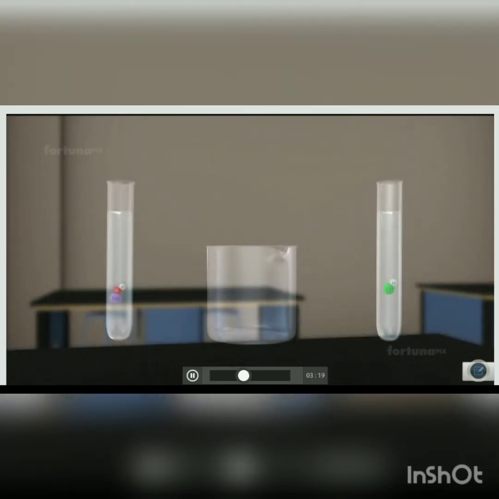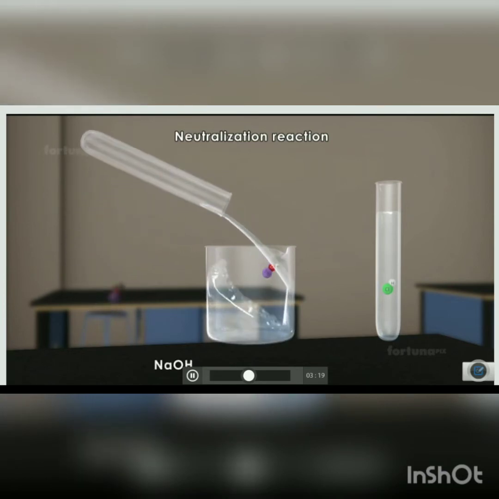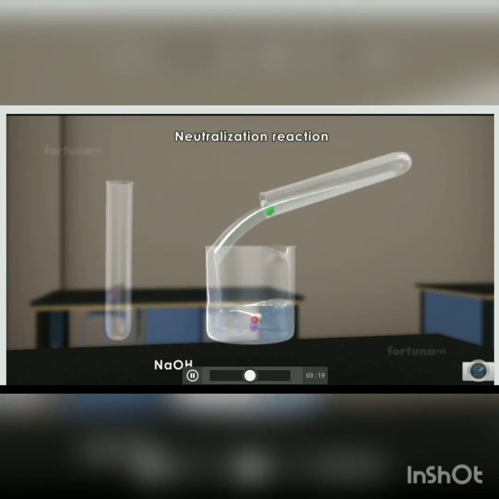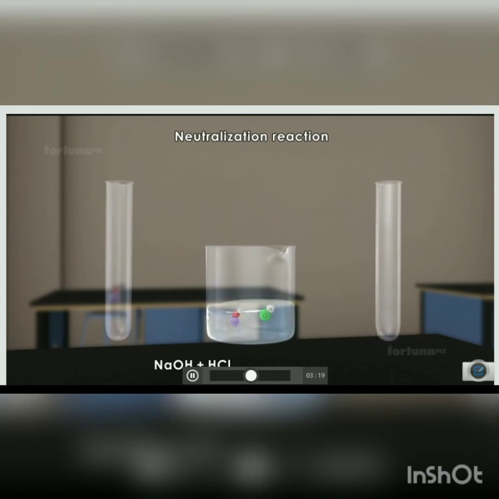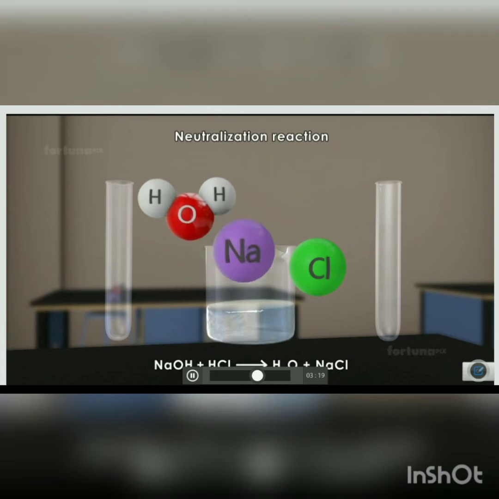We have often discussed the neutralization reaction between acid and base. The neutralization reaction is generally a reaction between hydrogen ion and hydroxide ion. Let's see one example of neutralization reaction between sodium hydroxide and hydrochloric acid, in which hydrogen ion from hydrochloric acid reacts with hydroxide ion from sodium hydroxide to form a molecule of water, and salt is also formed during this reaction in the form of NaCl, sodium chloride.